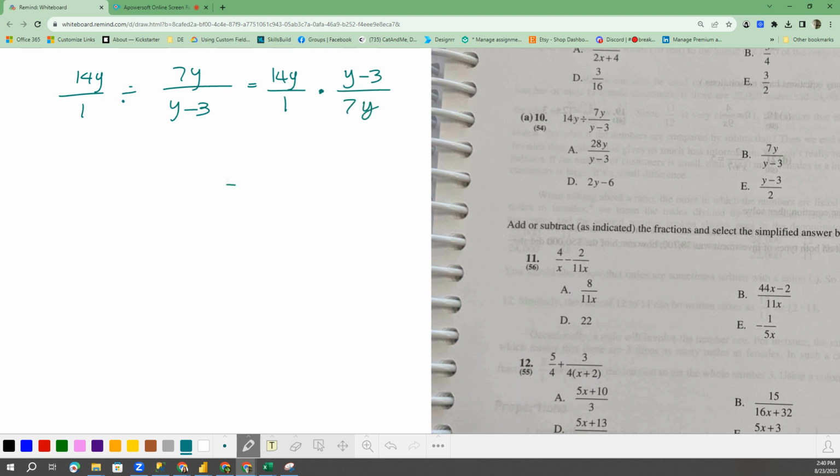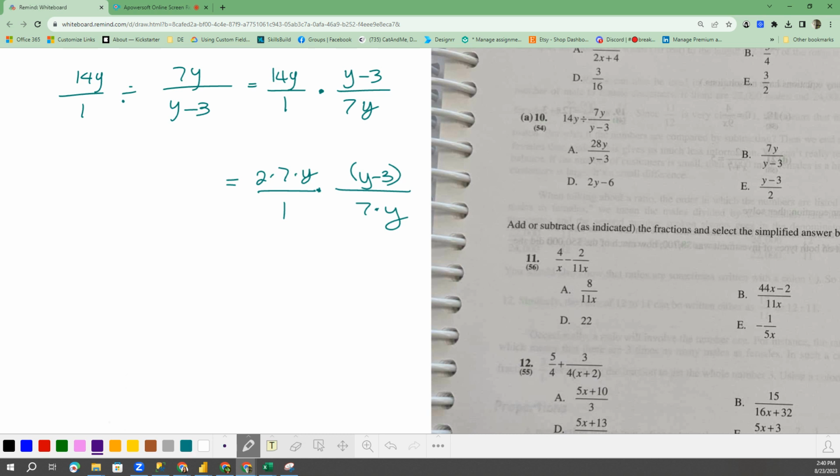Okay, so now we're ready to factor things out. Every time you have multiplication, you can always factor things out. Numerator can be 2 times 7 times y, and then 1 is just 1. So y minus 3 is a binomial. Is there a common factor? No common factor, so therefore we will write it as is, and we will put parentheses. 7y is 7 times y.